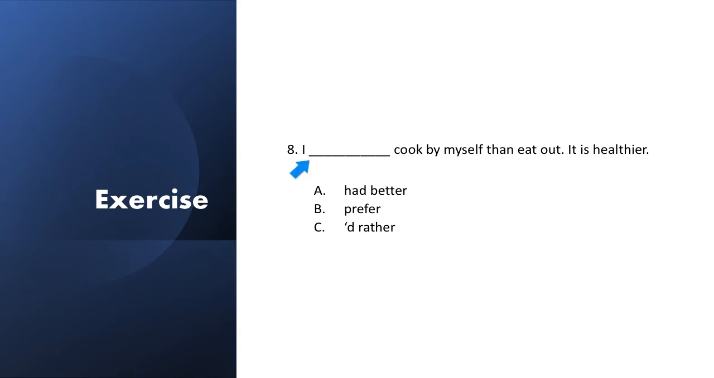Question 8. "I something cook by myself, then eat out. It is healthier." So it is healthier is the reason for the choice of this "I" in front. So the word "then" is a very important keyword. Which modal do we use with "then"? Yes, the answer is C. I'd rather cook by myself than eat out. It is healthier.